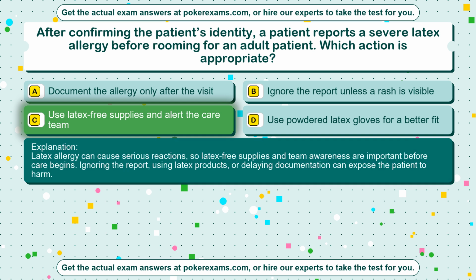Latex allergy can cause serious reactions, so latex-free supplies and team awareness are important before care begins. Ignoring the report, using latex products, or delaying documentation can expose the patient to harm.